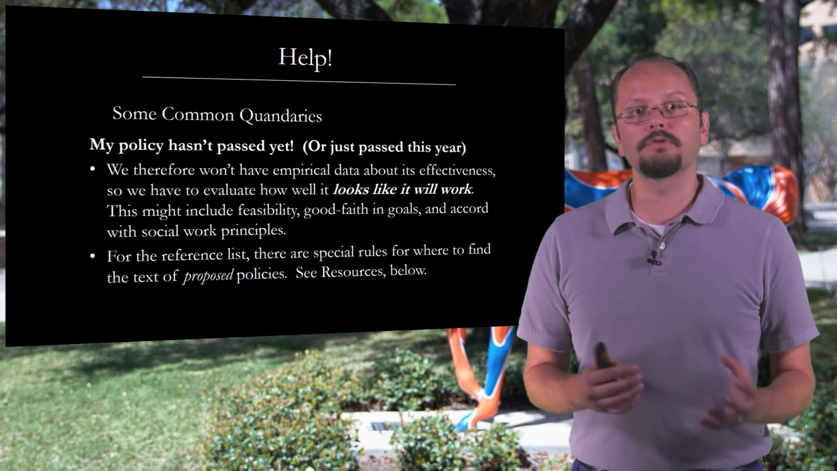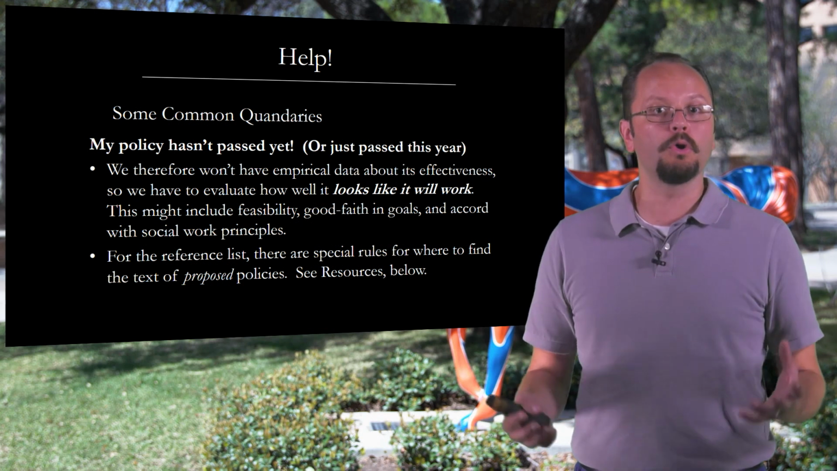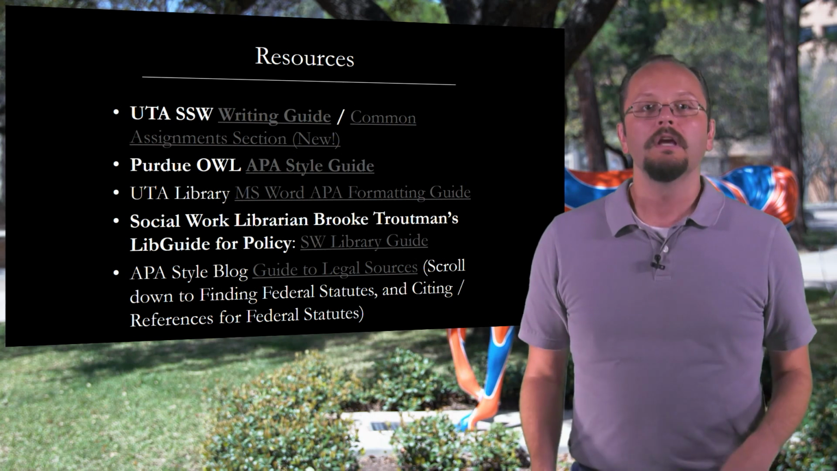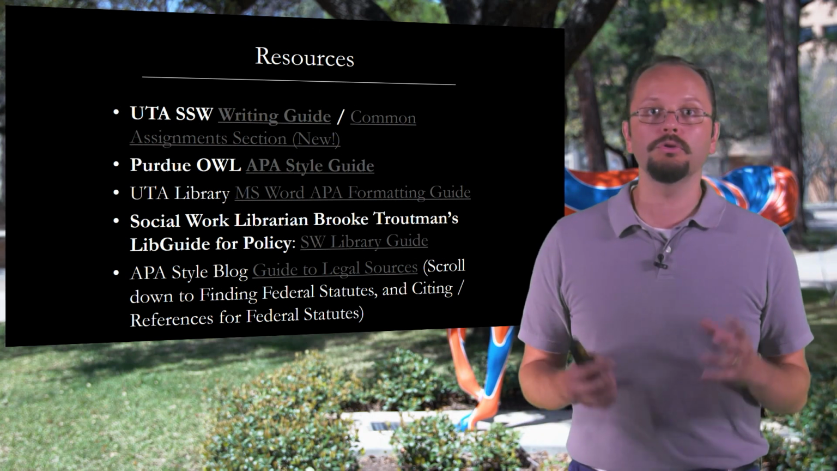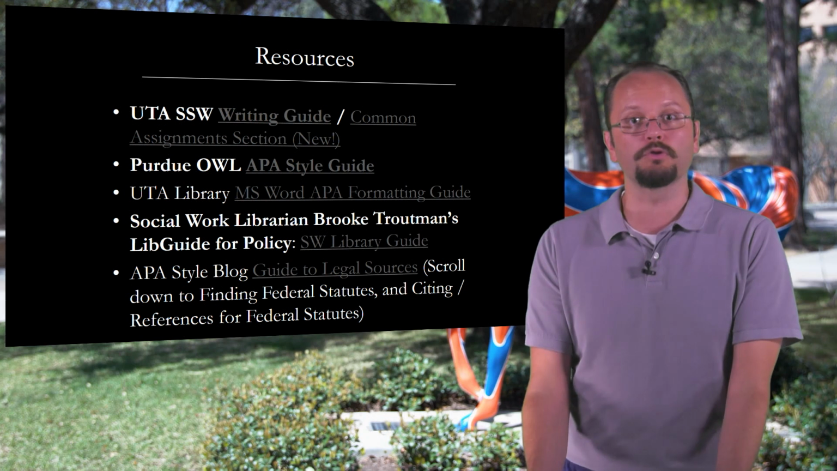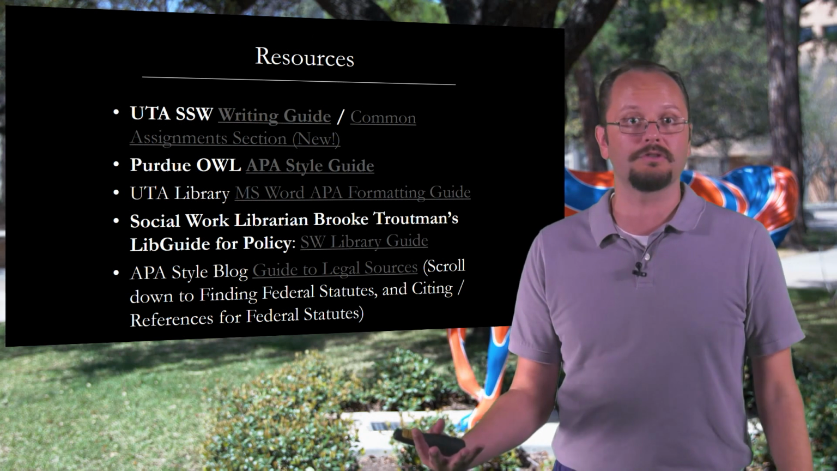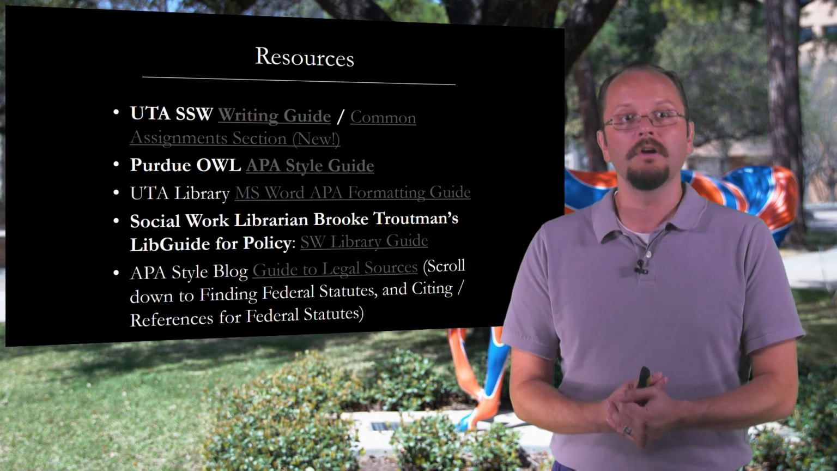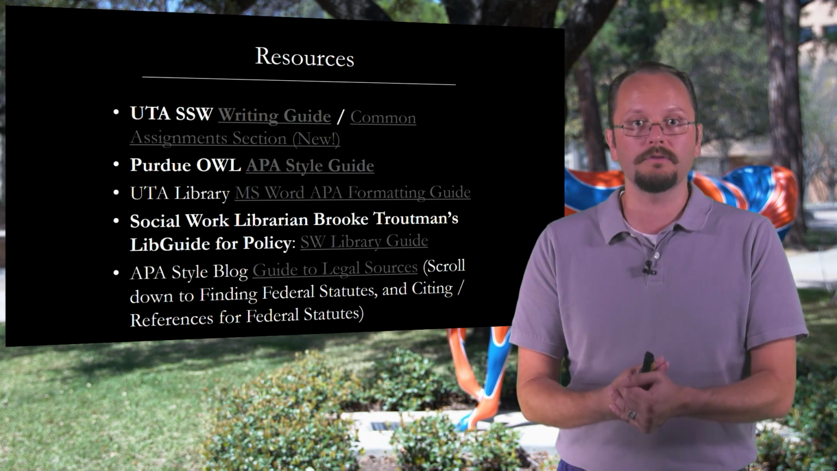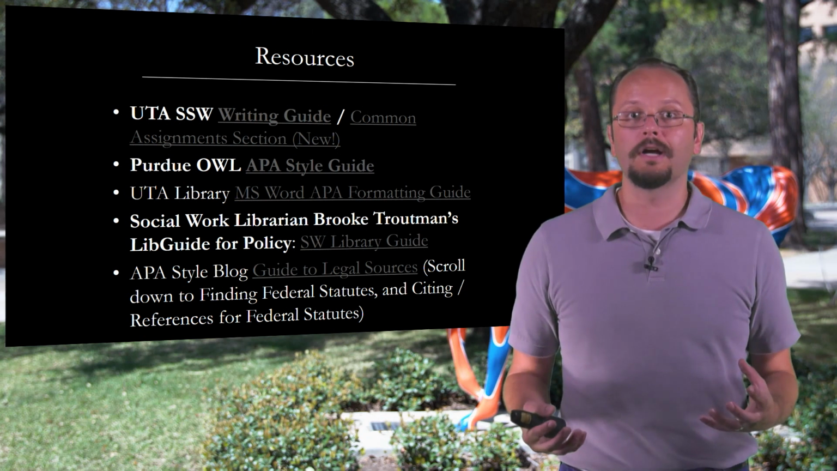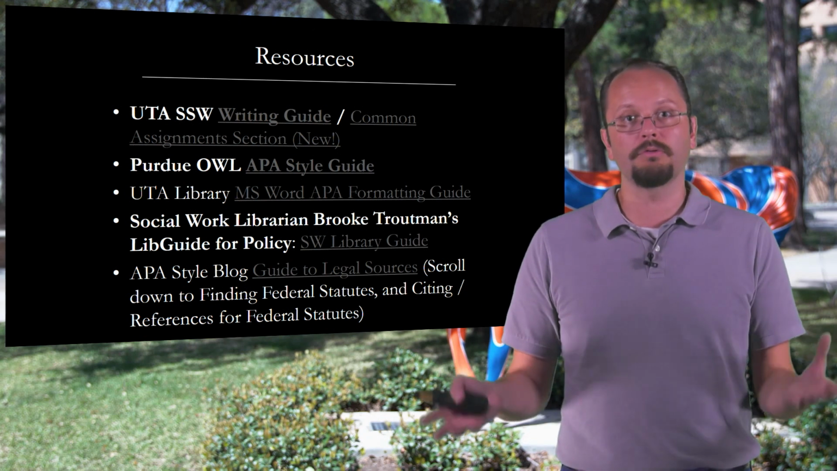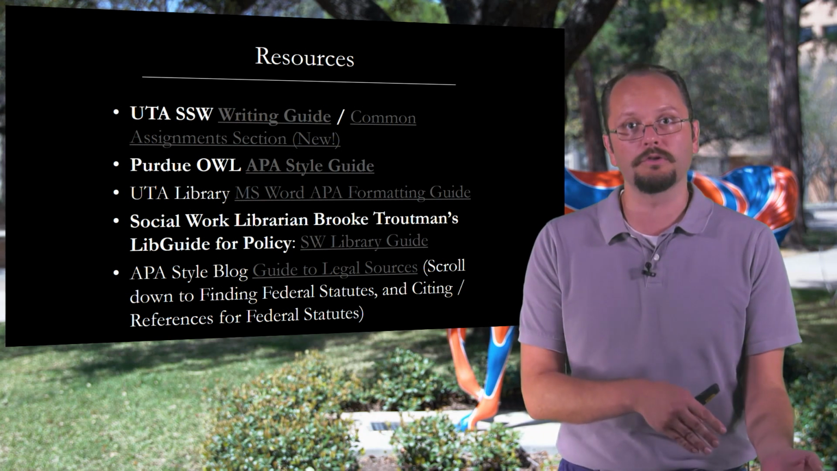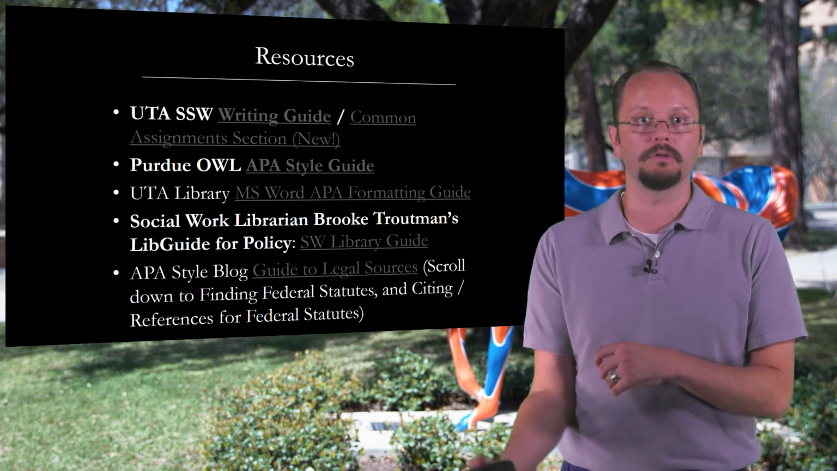For the reference list, there are some special rules for where to find the text of proposed policies, and for that, I will point you to some other resources. Now, the list of resources on this page include links that you can use in the downloadable version of the presentation to directly access the resources I'm showing you here. We have the Social Work Writing Guide, which includes a section on common assignments in social work, and there you can find specific guidance of the kind that I've been providing throughout this presentation on the specific genres of social work writing, the policy analysis paper and the advocacy letter or letter to a legislator.